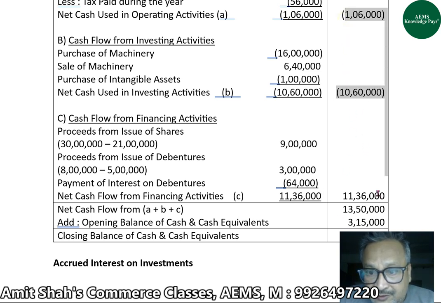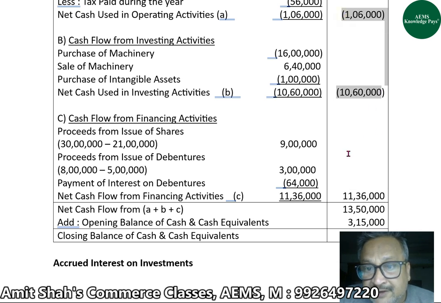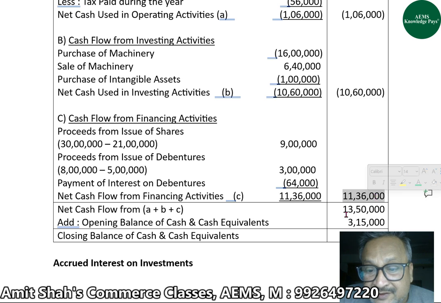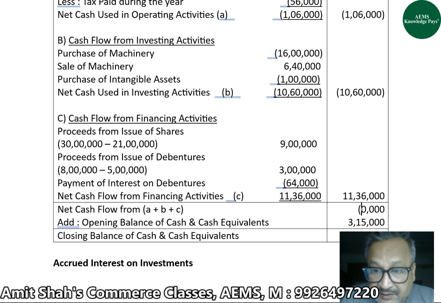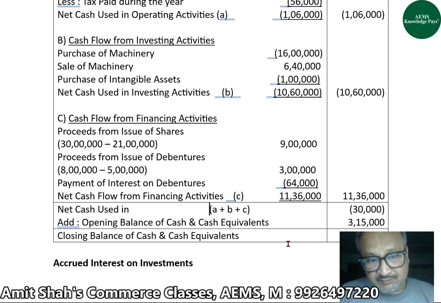So with these three amounts, now we get the net cash flow, and that is the total of these two negatives, 11 lakh 66,000, minus 11 lakh 36,000, means there is outflow of 30,000. So net cash used in A plus B plus C, that is operating plus investing plus financing, is 30,000.